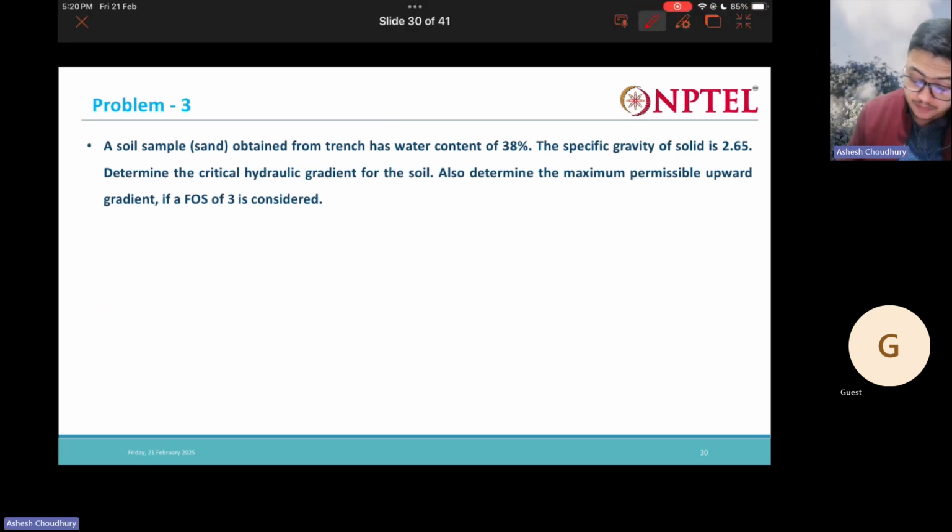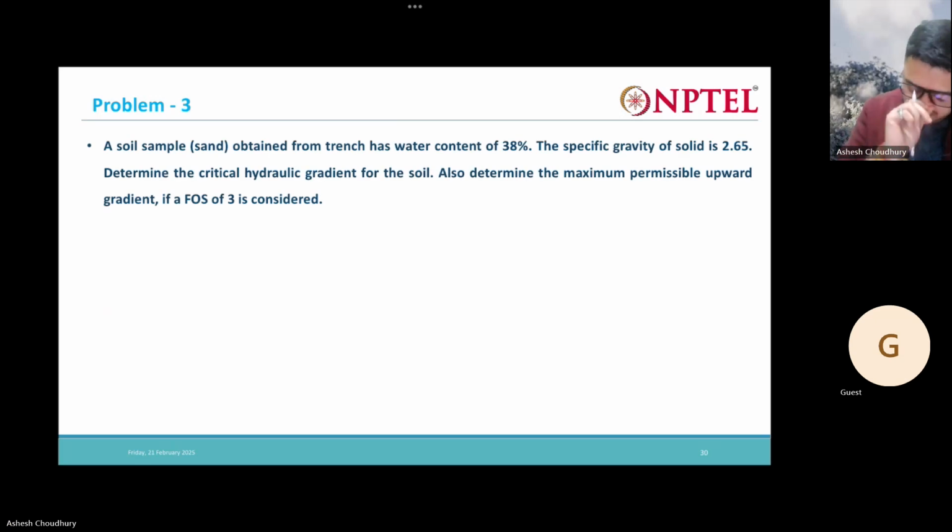Our next problem. A soil sample, which is a sand, obtained from a trench has a water content of 38%. The specific gravity of solids is 2.65. Determine the critical hydraulic gradient for the soil. Also determine the maximum permissible upward gradient if a factor of safety of 3 is considered.